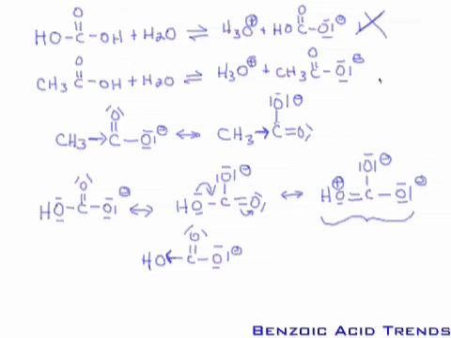Now, one of the trends we're going to want to rationalize are the trends of acidity for benzoic acid. And so what we're going to do is look at some substituted benzoic acids, their pKa values, and try, if we can, to rationalize them or explain them. What we're going to do now is draw benzoic acid. Benzoic acid has a pKa value of approximately 4.2.